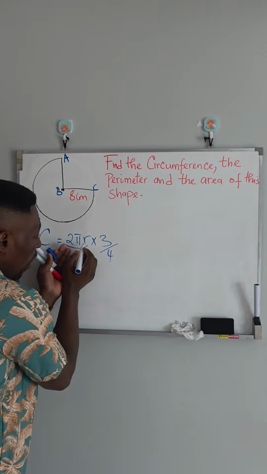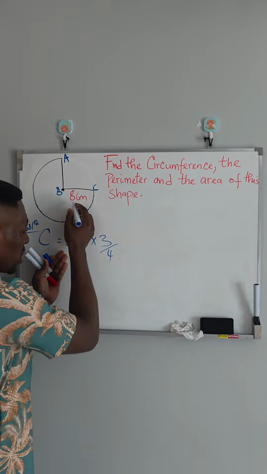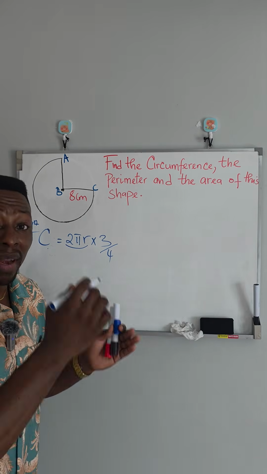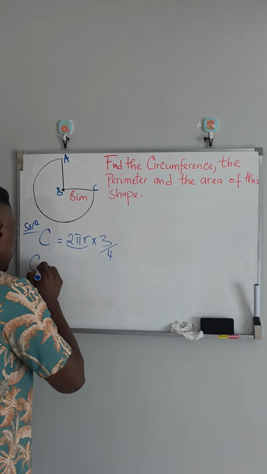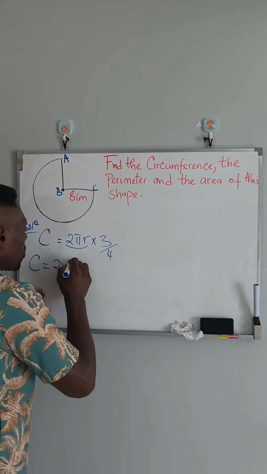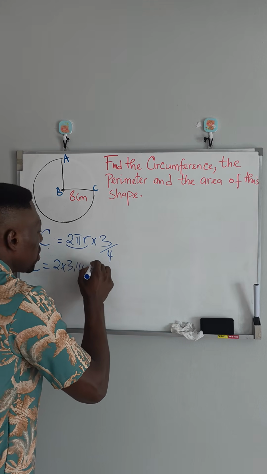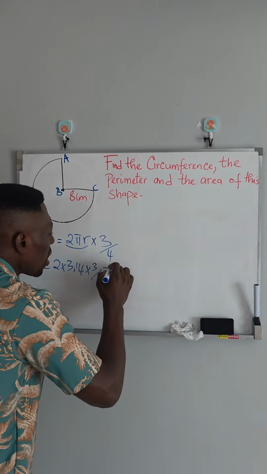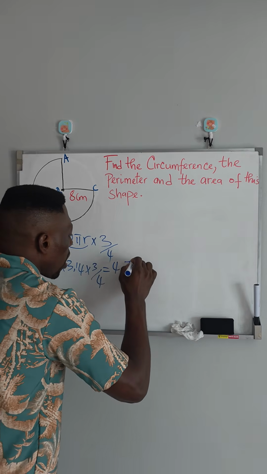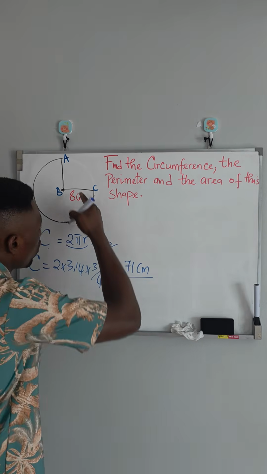Okay, and now we have all the elements present. We have the radius, which is there. We have pi, which is 3.14. So the circumference of this shape will be 2 times 3.14 and then times 3 out of 4. And if you punch it well, we should have 4.71 centimeters. The units have to be coherent.